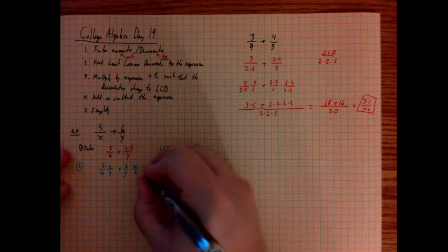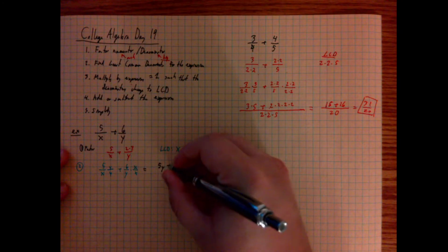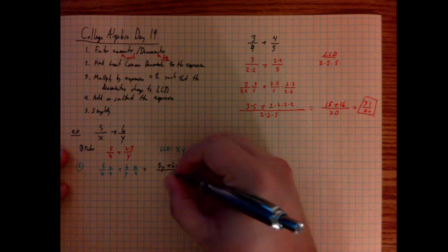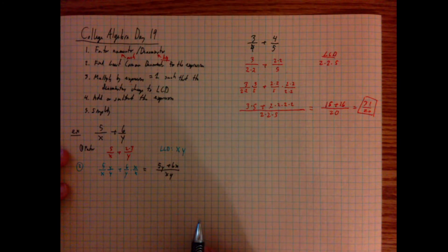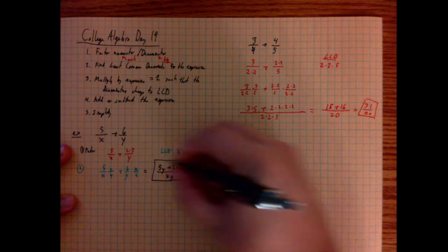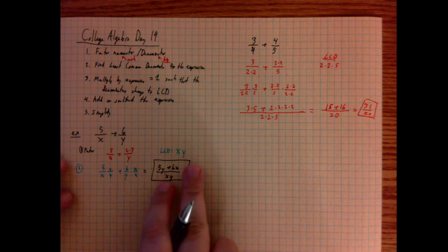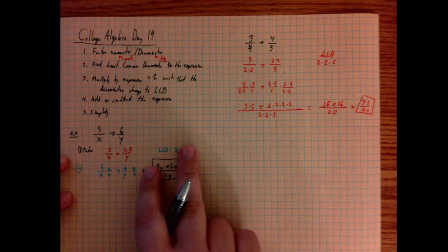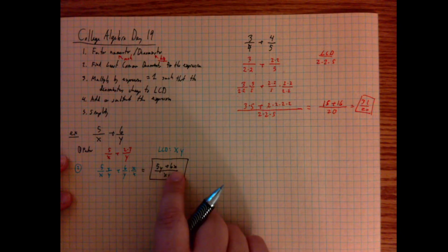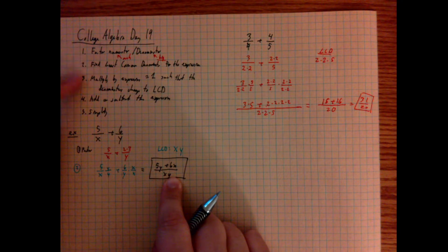Last step is to actually add these together. So 5 times y plus 6 times x over xy. And then we look to see if we can simplify anything. In this case, there is no simplifying to be done. So this is the final answer. You might put it in a different order. You might put y second and x first, because remember you can switch around the order of the top. But this is an acceptable answer based on every property we've done.